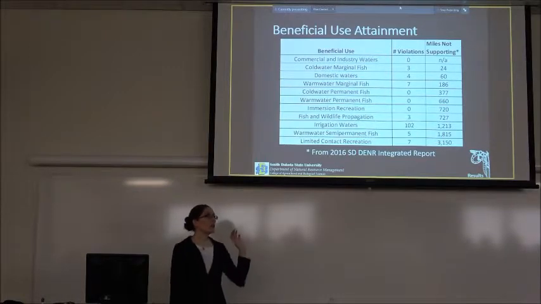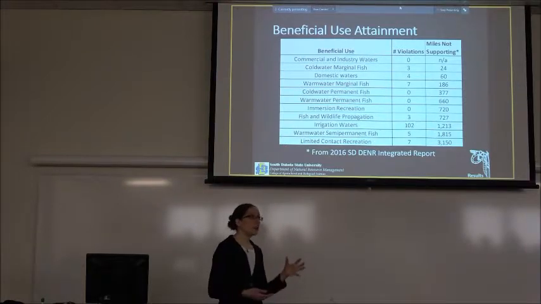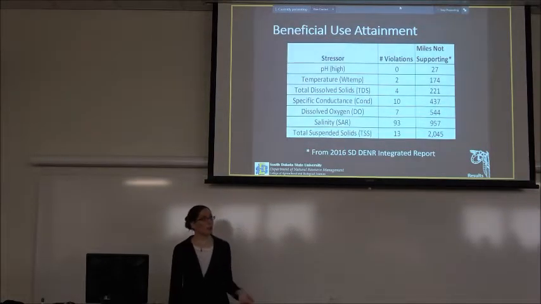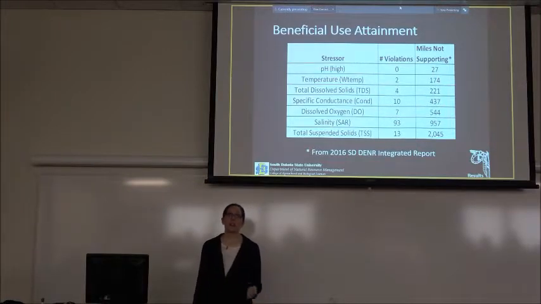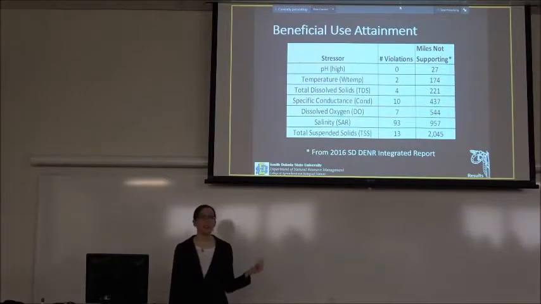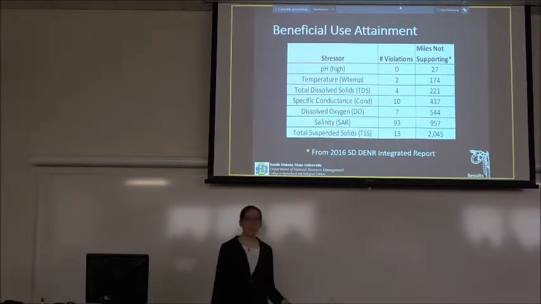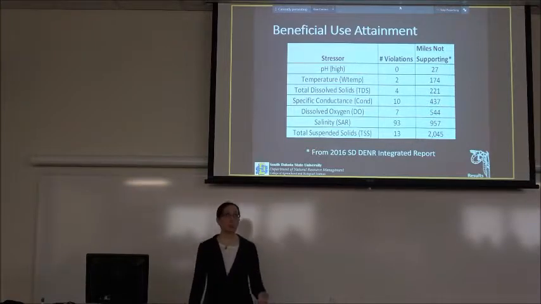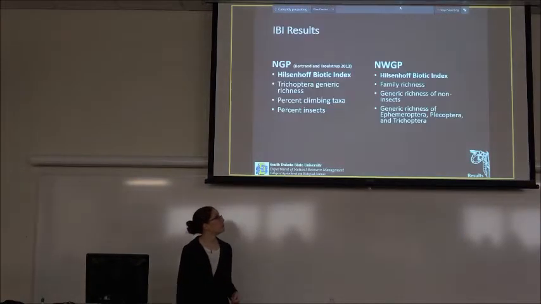So what we're seeing is that of the 11 beneficial uses, 7 of them are showing multiple violations of numeric criteria in our limited data set for the NGP, or NWGP. What's driving that non-support? Well, these are 7 important stressors identified by the SDDENR in their integrated report as stressors for non-support. And we can see again that 6 of these are showing violations within the NWGP data. And that includes things like total dissolved solids, total suspended solids, salinity, and dissolved oxygen. So these are important drivers of beneficial use attainment and important to state water resource managers.